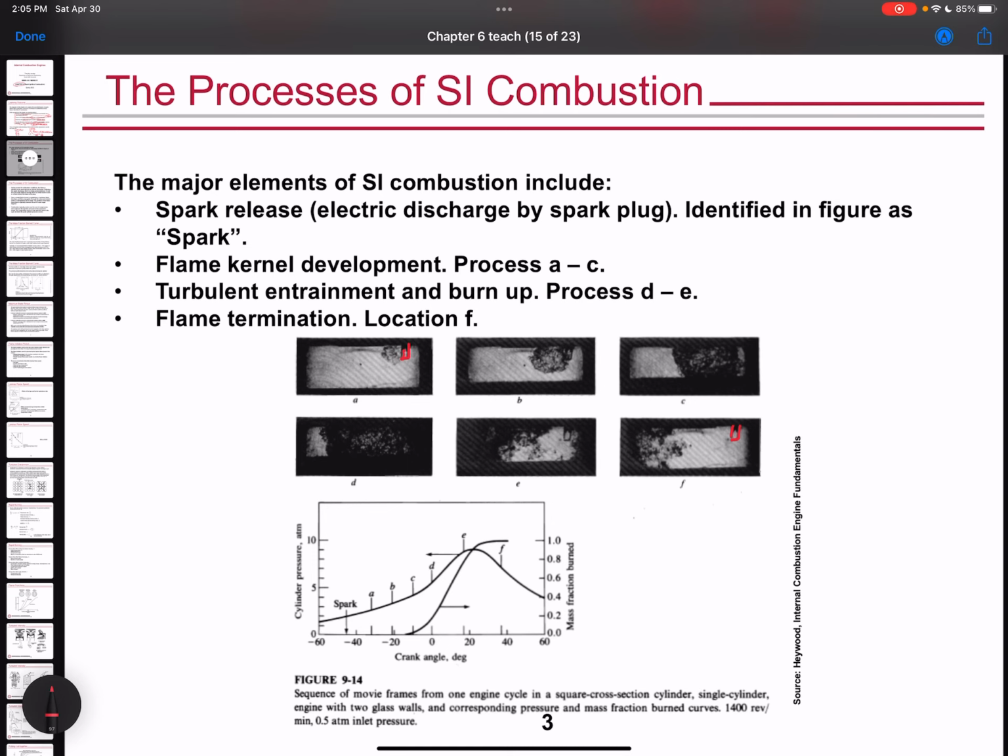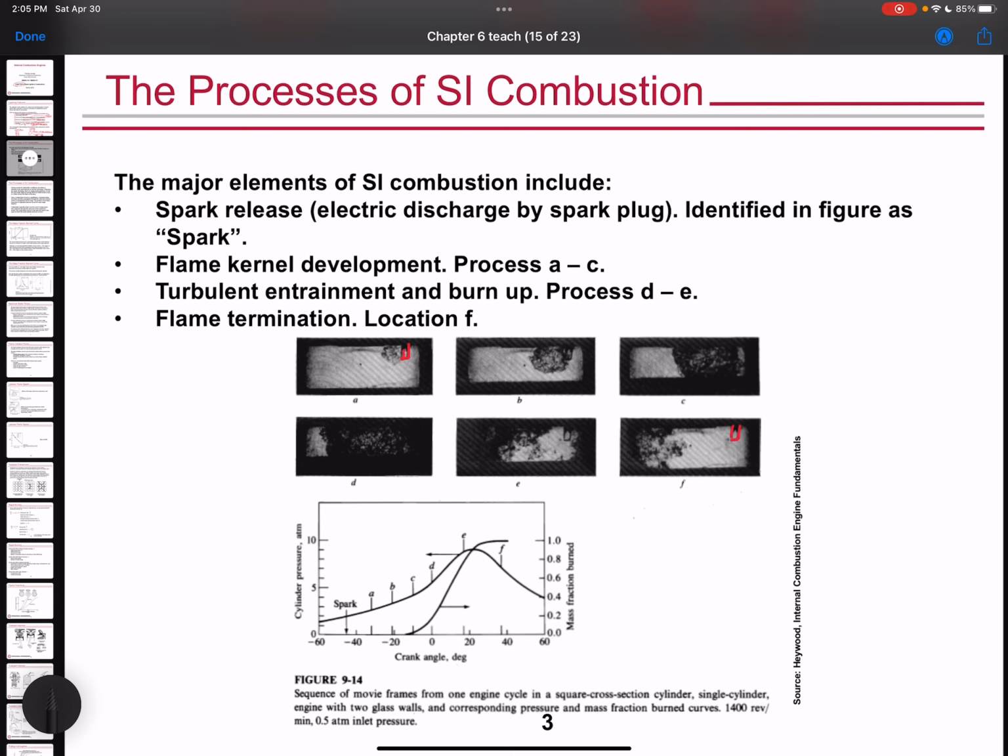Okay, and I'll talk a little bit more about that quote-unquote combustion chemistry here in just a little bit. But there's basically 4 major elements of spark ignition combustion, and they're largely captured in the 6 images that you see in the middle of the slide, and they're also captured in the cylinder pressure trace that you see at the bottom. This plot that you see down here, right? And so we'll talk about that as well in just a moment.